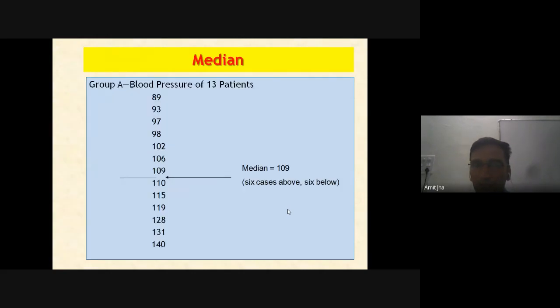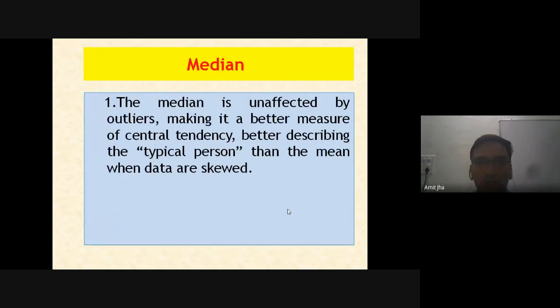For instance, in this case, look, a group A is there where the blood pressure of 13 people is recorded. What we have done here is arrange it in ascending order. So what we find is 6 cases above and 6 cases below. The value is 109. So this value 109 is the median of this data.